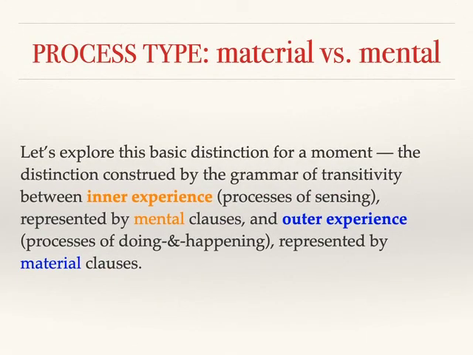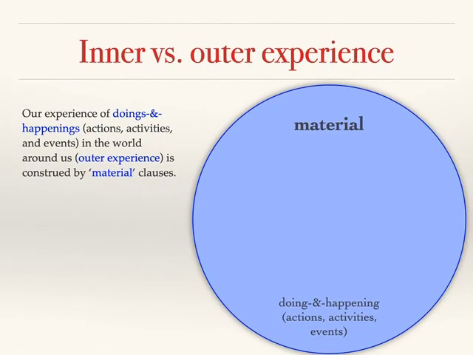So let's explore this basic distinction grammatically in the system of process type, material versus mental clauses. Inner experience, processes of sensing, are represented by mental clauses, and outer experience, processes of doing and happening, actions, activities, events, are represented by material clauses. Let's start with material. Our experience of doings and happenings, actions, activities, and events in the world around us, outer experience, is construed grammatically by material clauses.